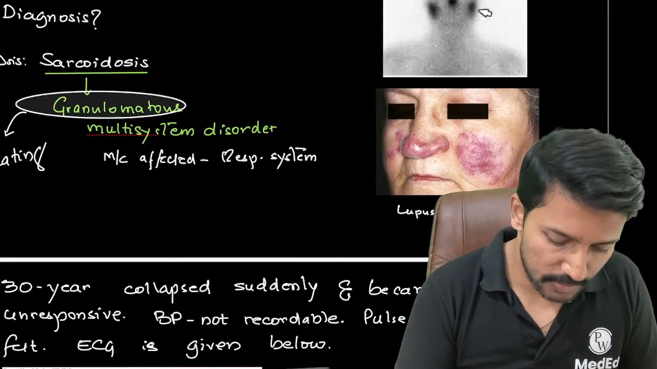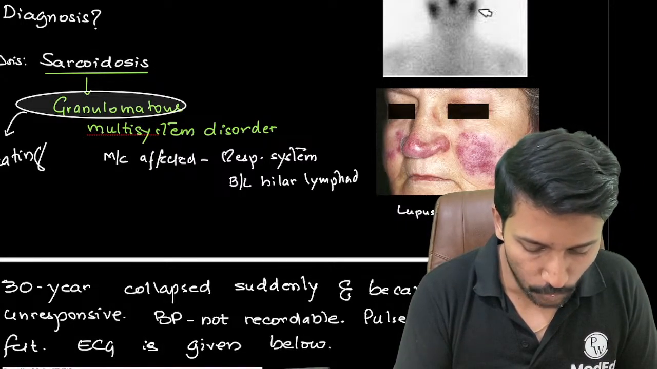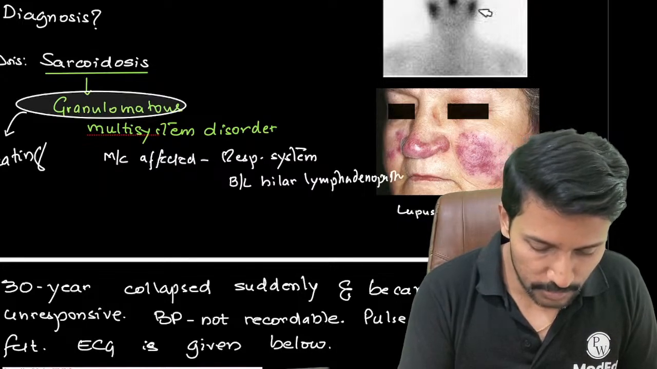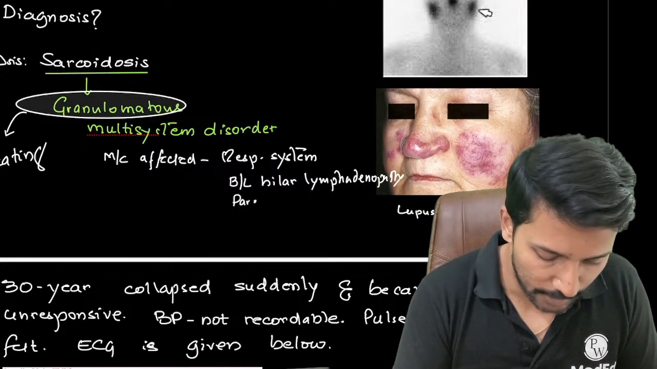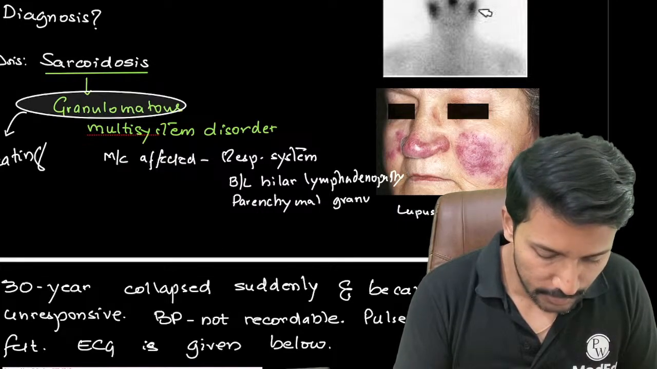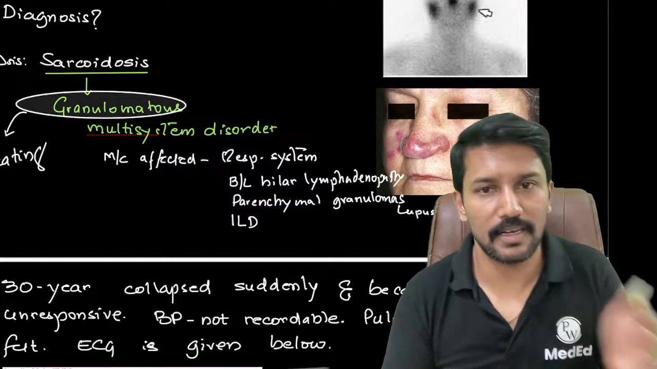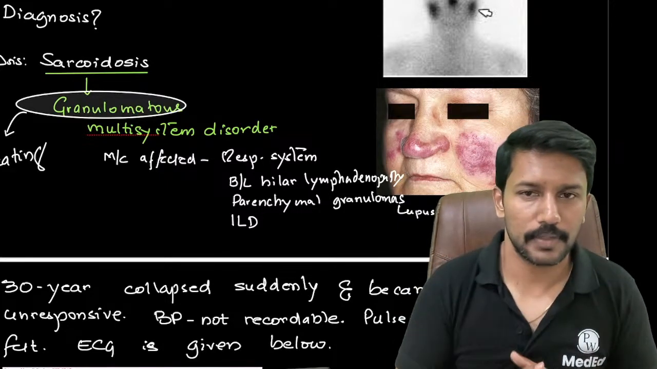Yes, so inside the respiratory system, patients develop, as you mentioned, bilateral hilar lymphadenopathy. That is the first stage of sarcoidosis. Then it will go on to involve the lung parenchymal granulomas. Eventually, it can lead to interstitial lung disease. That's the last stage of the sarcoidosis of the lungs.